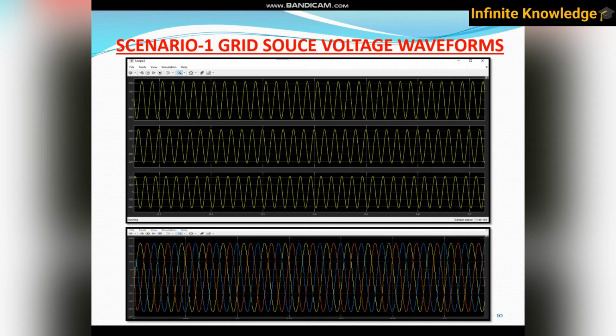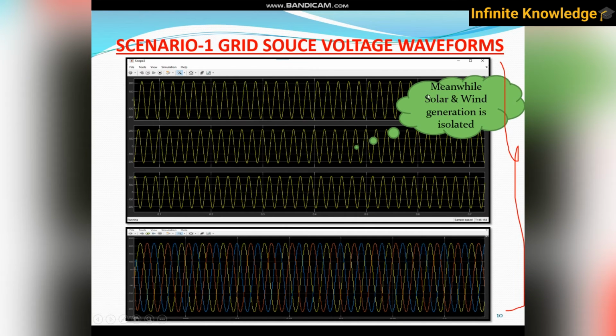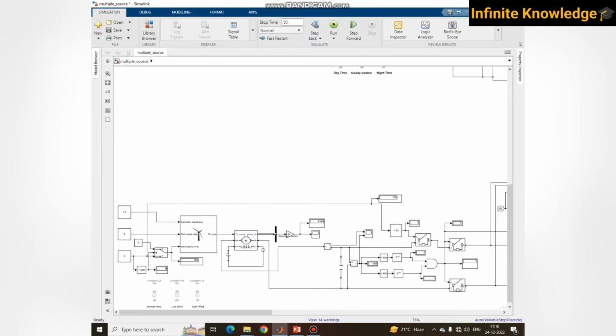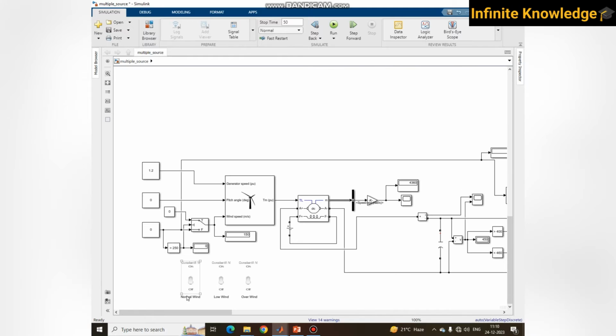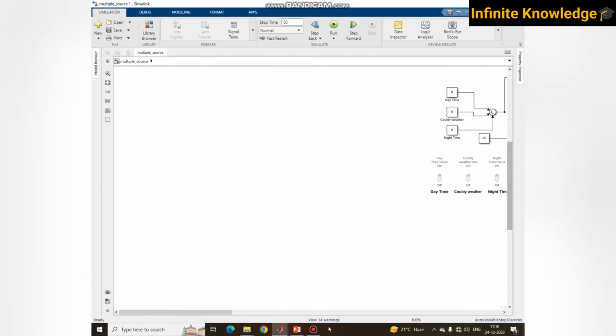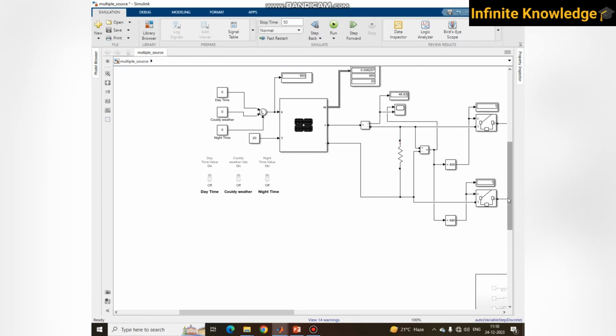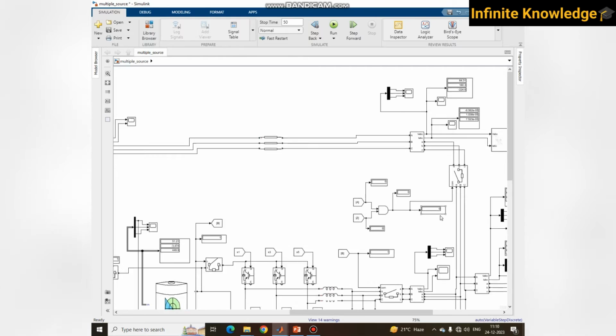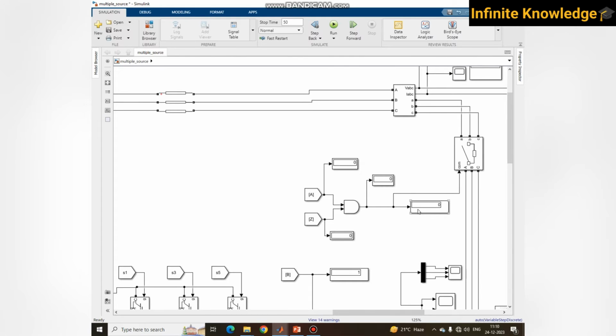This is the waveform that you get when you are supplied from the grid. Now we will check how you get this type of waveform. Meanwhile, solar and wind are isolated. To simulate this, you don't have wind or solar, so I have switched off all the switches and circuits, and just the grid is available. We will check whether this breaker is one or not. By displaying it, you can see if it is one, then this breaker is on.